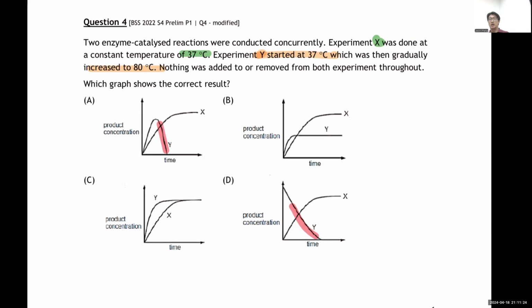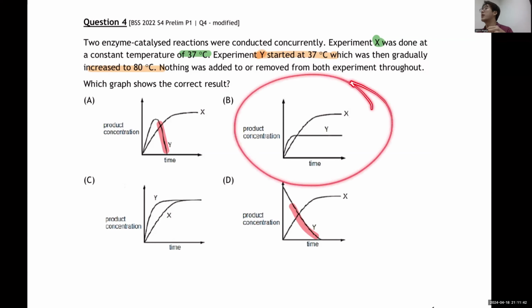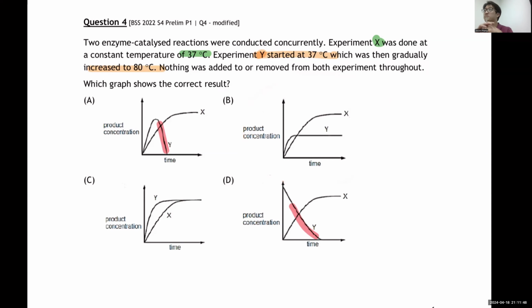So between B and C, what are we looking at? Who should have a higher concentration? The difference is the endpoint. Gabriel, do you think it's B? Only Y. What do you think? B or C?